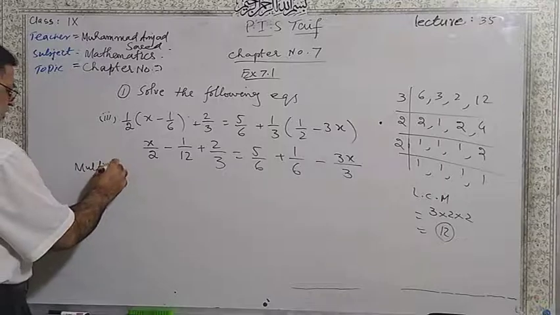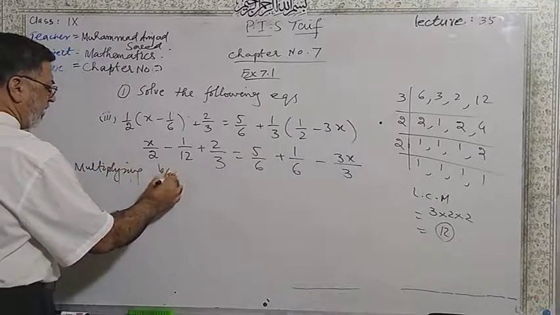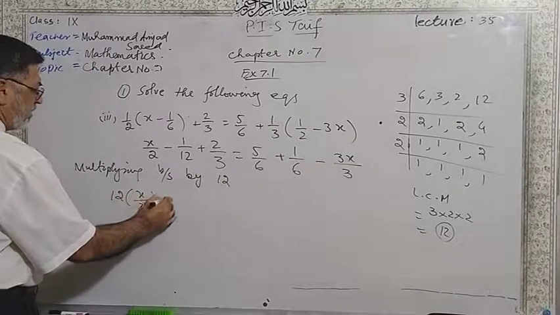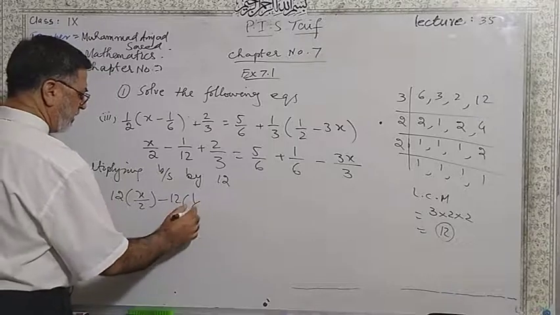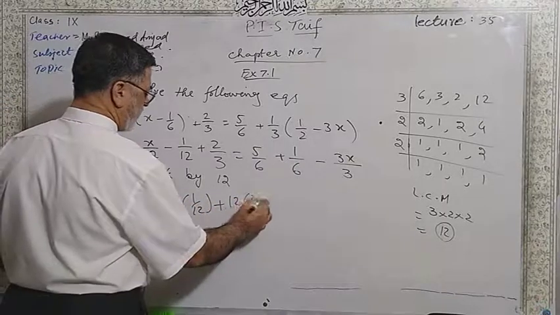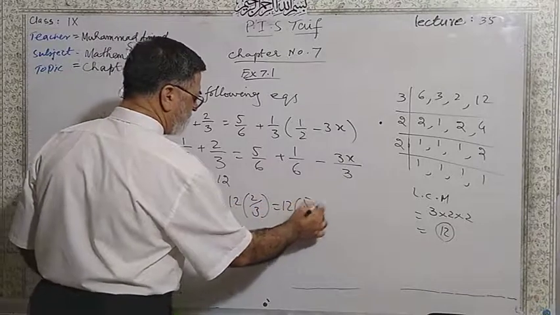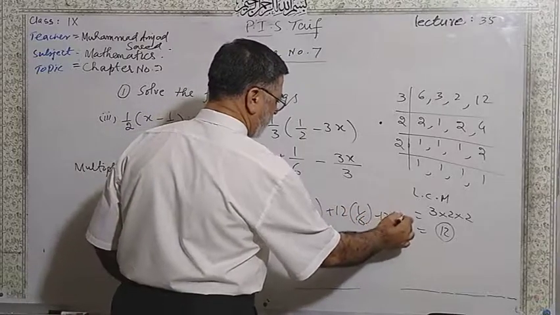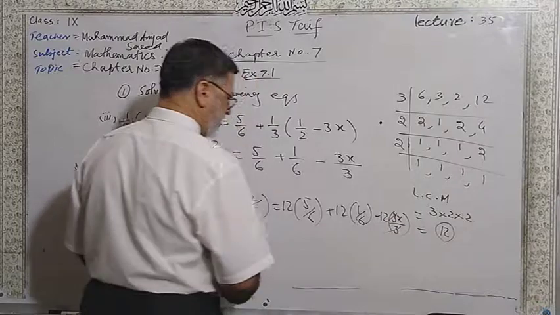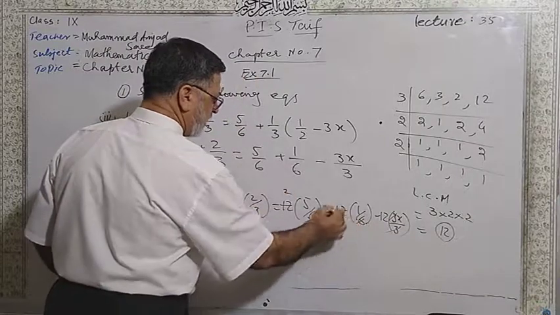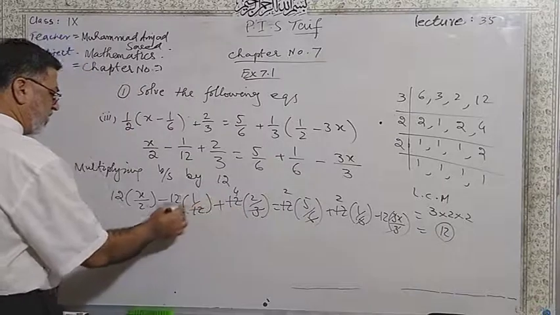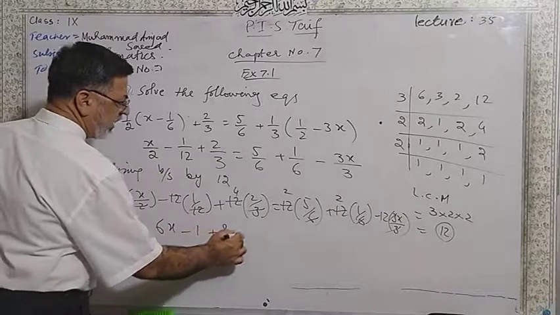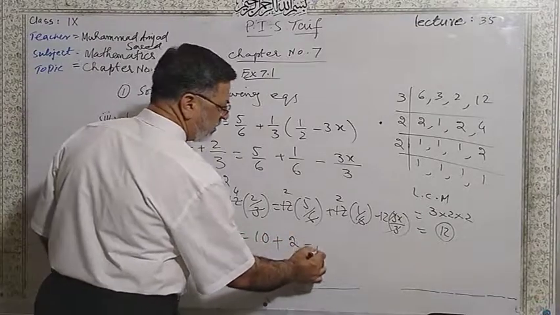So multiplying throughout this equation by LCM, that is 12. Multiplying both sides by 12: 12 into x over 2 minus 12 into 1 over 12 plus 12 into 2 by 3, 12 into 5 by 6 plus 12 into 1 by 6 minus 12 into 3x by 3. 3 3s cancelled out. 6 twos are 12, 3 fours are 12, 12 12 cancel, 3 fours are 12. 6x minus 1 plus 8 is equal to 10 plus 2 minus 12x.